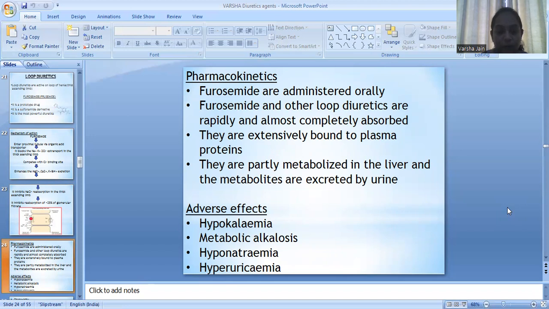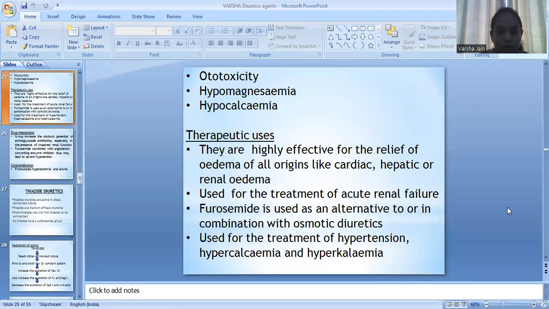Adverse effects: hypokalemia, metabolic alkalosis, hypotonia, and also hypouricemia. There are also other adverse effects, that is ototoxicity, hypomagnesemia, and hypocalcemia.